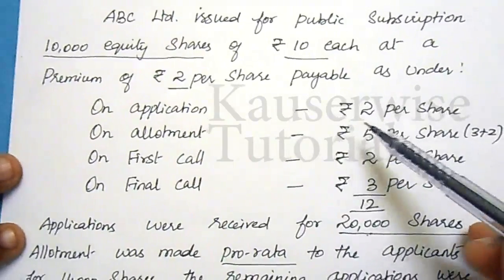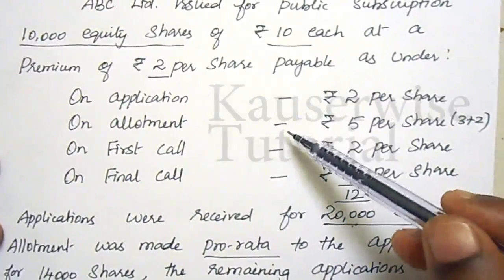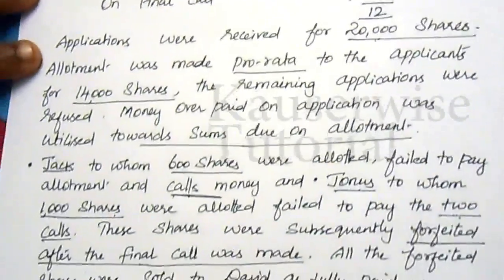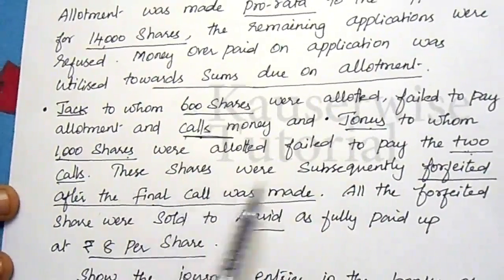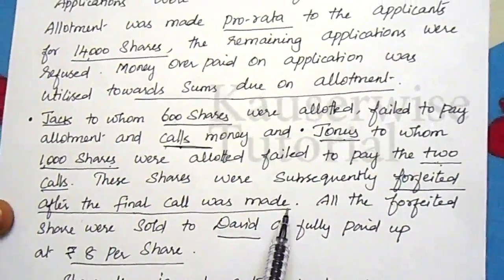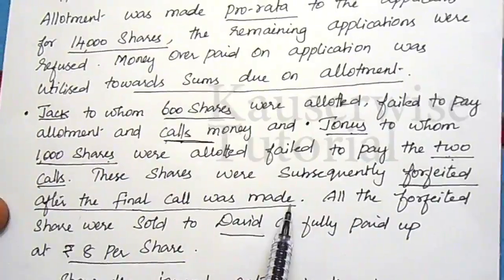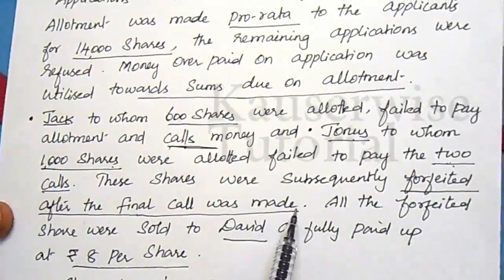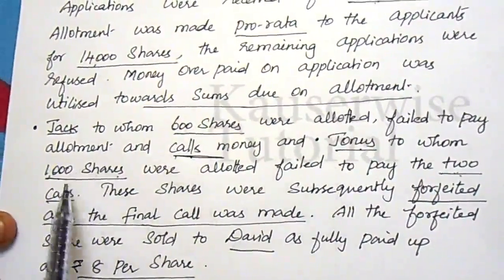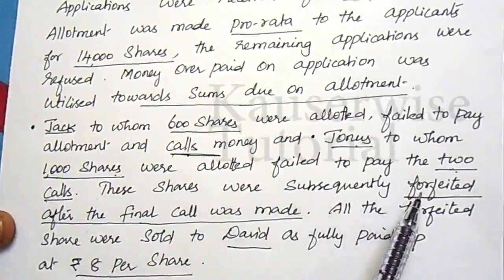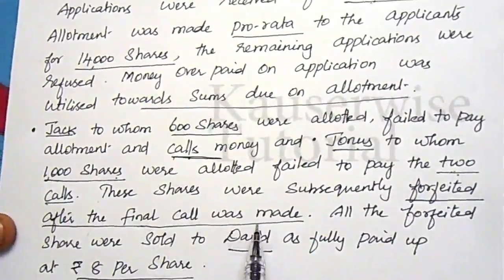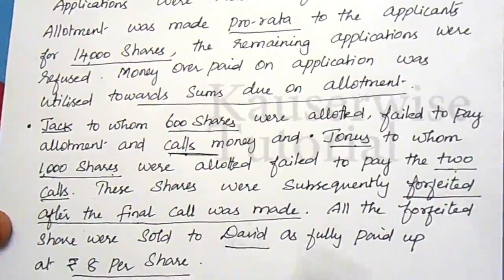So far we have made entries for share application, share allotment, first call and final call. Everything is over. Now look at the problem. The last adjustment is: these shares were subsequently forfeited after the final call was made. So we have made entry for final call. Now the company decided to forfeit those shares. Which shares? That is 600 from Jack and 1000 shares from Jonas. Totally 1600 shares forfeited after the final call. This is very important, after making the final call. Now you have to make forfeiture entry.